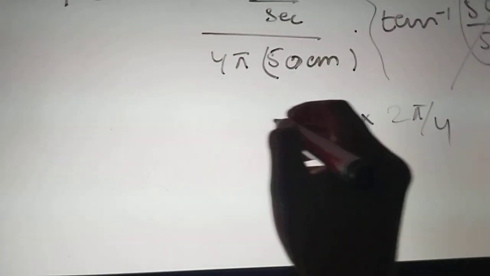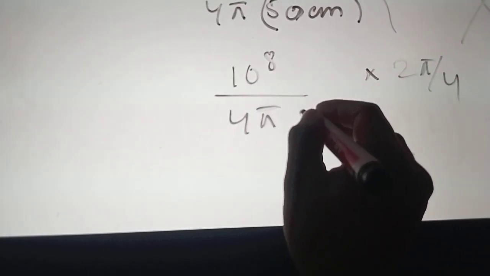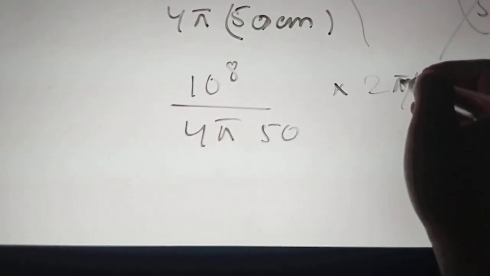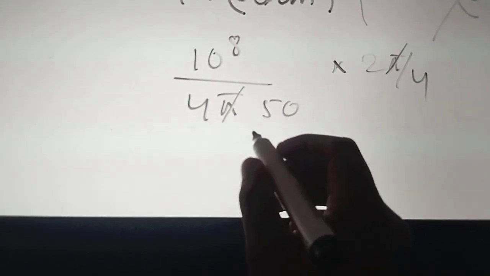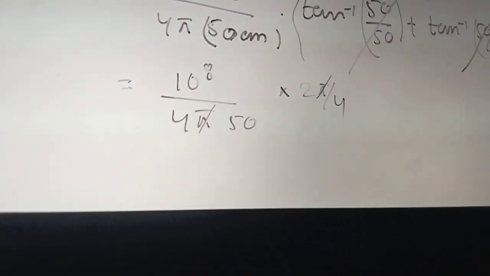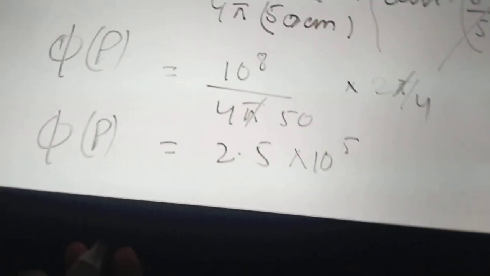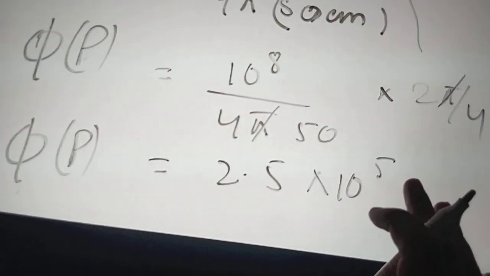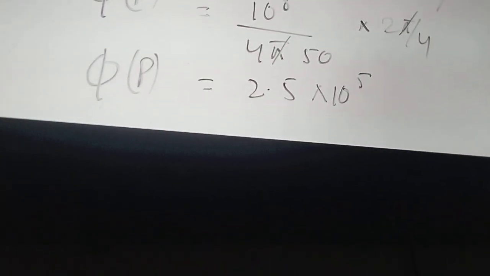Okay, multiplied with 10 to the power 8 divided by 4 pi into 50. This pi is cancelled with this pi, and just manipulating the constants, finally we are left with the answer: the flux at point P is 2.5 into 10 to the power 5. What is the unit? Again, units remain the same for the flux.